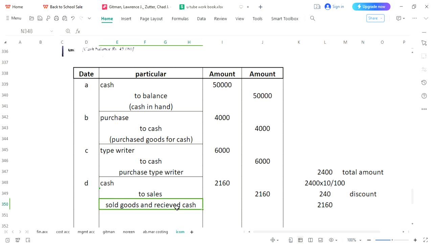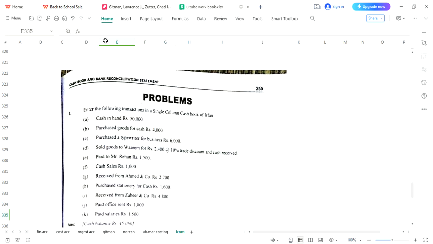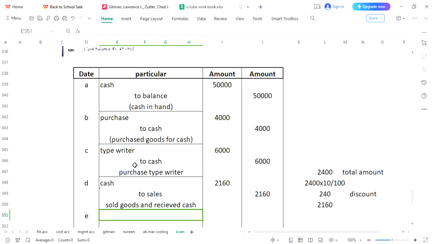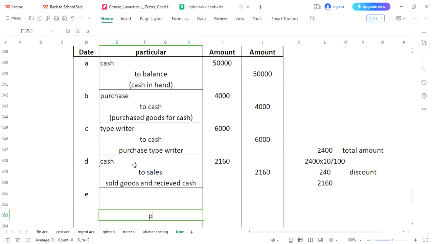Entry has been completed, and as usual, we will put an ending line after that. Next, we will see what E entry is saying. Paid to Mr. Rehan. What will we pay? Cash. So you can write paid cash to Rehan. Alright guys, when you pay, what will happen? Your cash will go out.